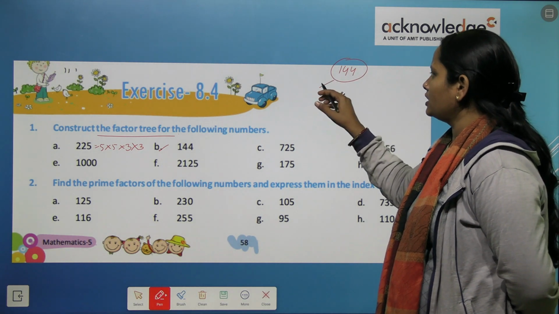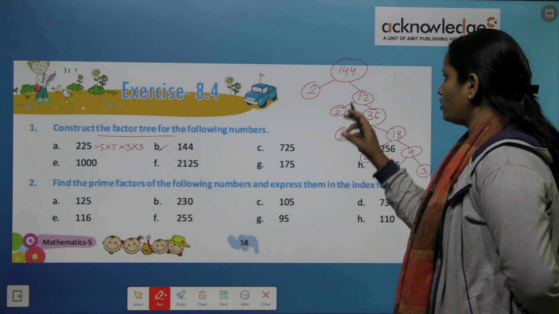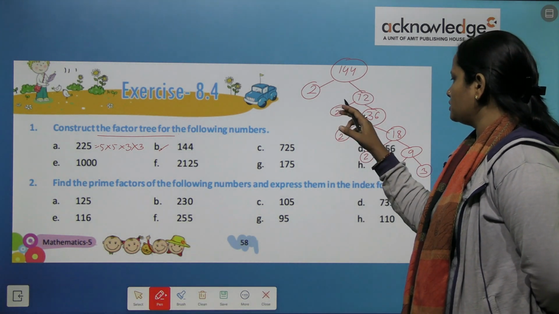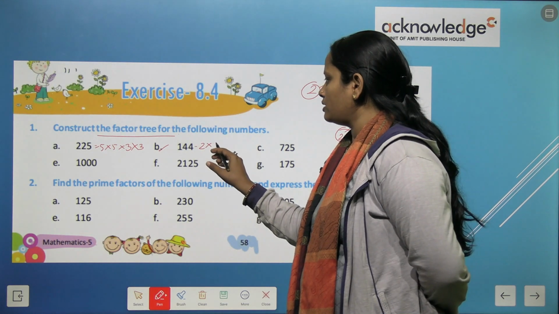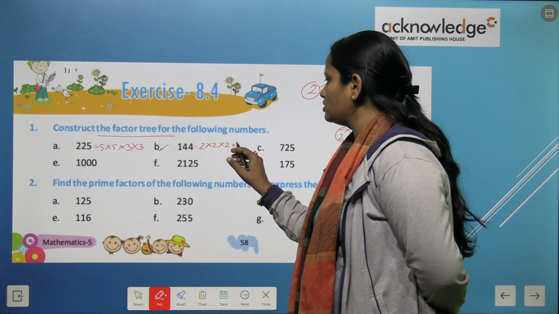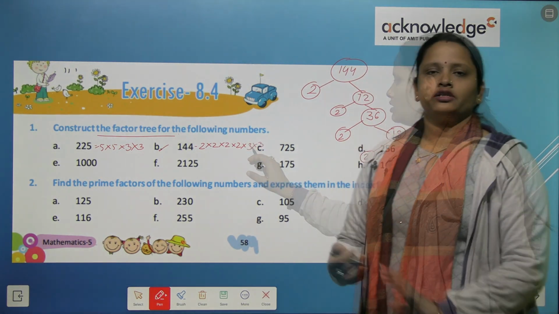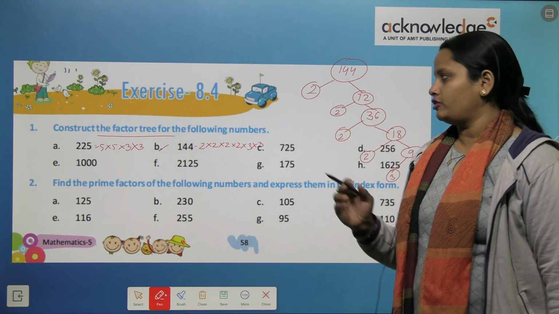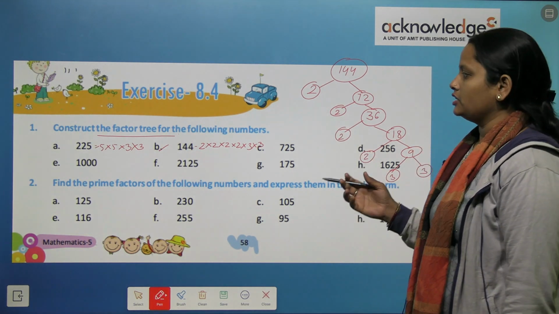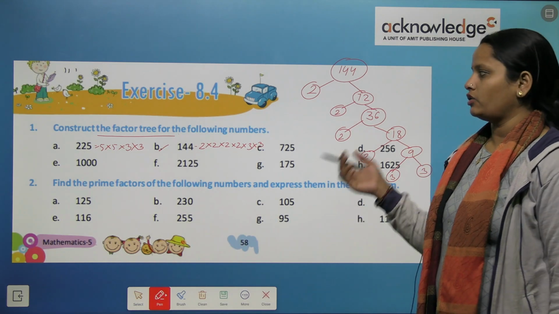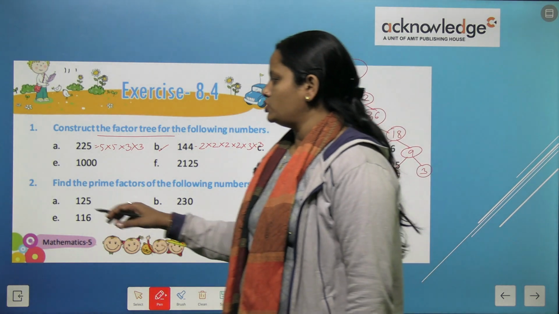144 का factor tree बनाते हैं. So 2 से सबसे पहले divide करते हैं. So children, the factors of 144 are 2 multiply 4 times, and 3 2 times. So children, I hope this is clear to you. Similarly, you have to construct the factor tree for the following numbers and find out the factors. Now let's move on to question number 2.